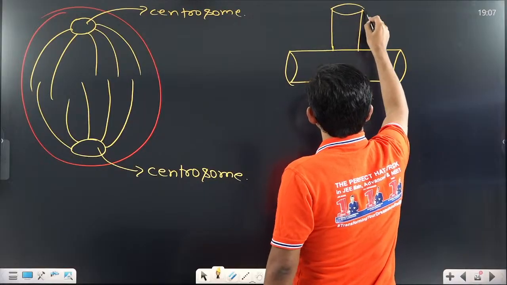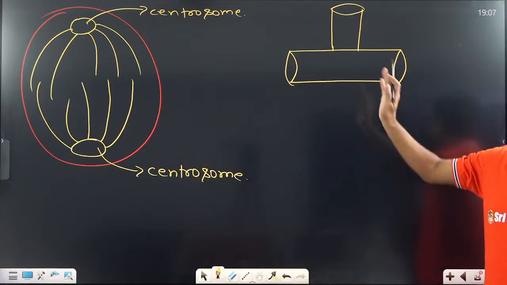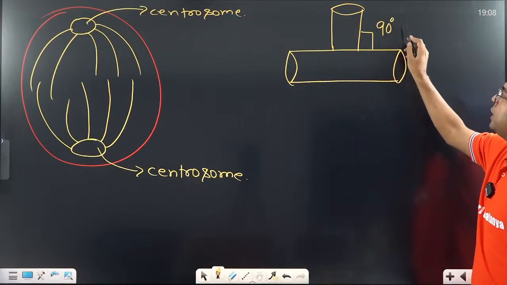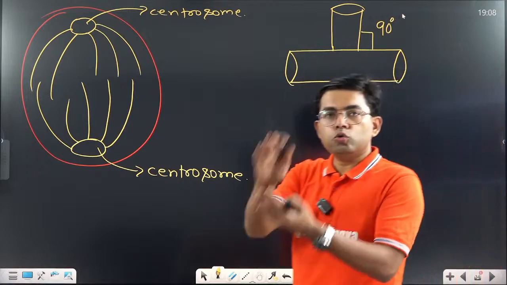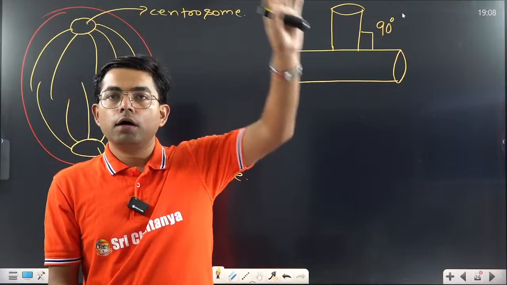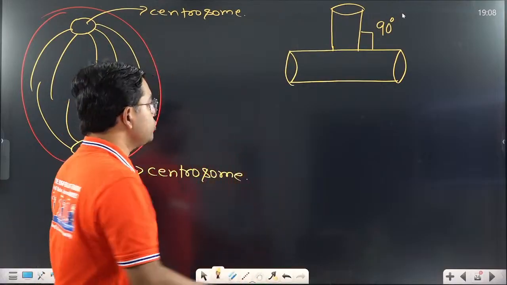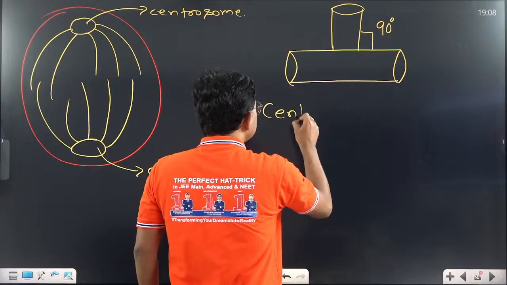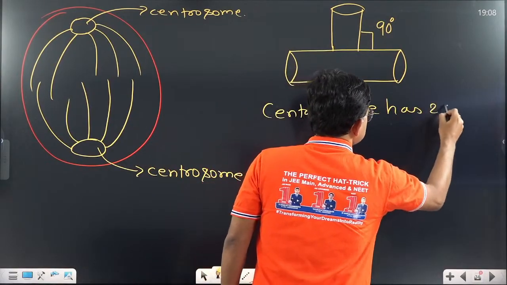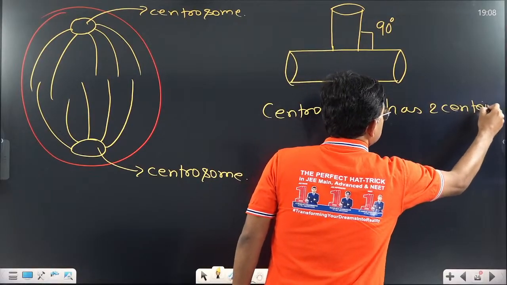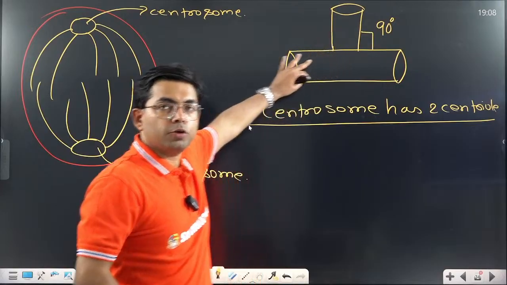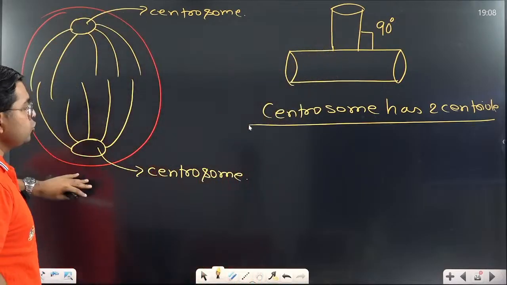Centrosome consists of 2 cylindrical centriole like this, and it has what angle? 90-degree angle. Means 2 centriole perpendicular to each other form a centrosome. So can we say that centrosome has 2 centriole? 2 centriole. Each centrosome has 2 centriole, and a dividing cell has 2 centrosome.